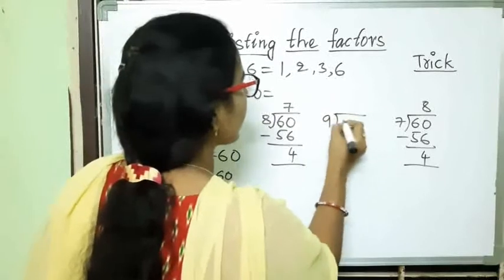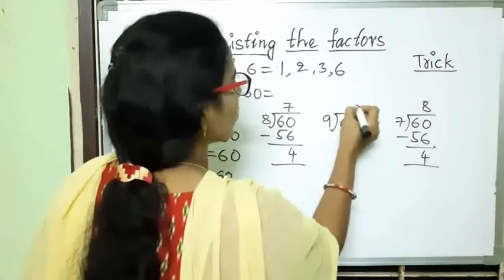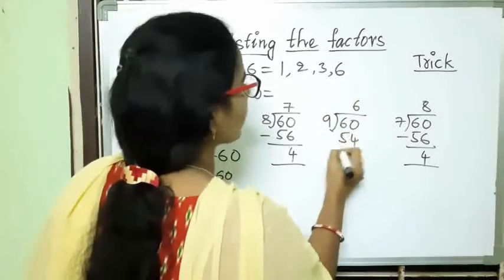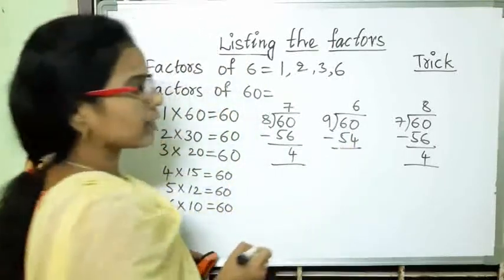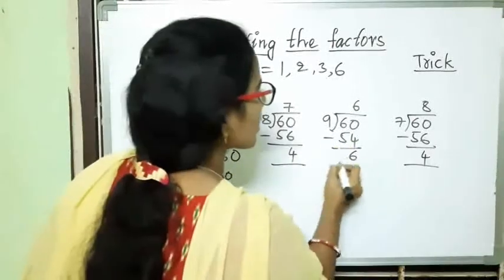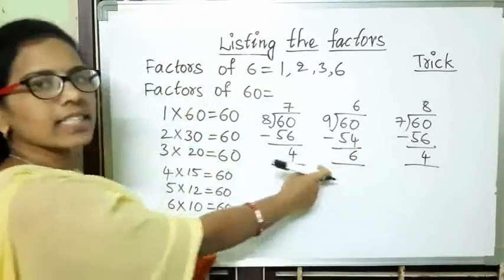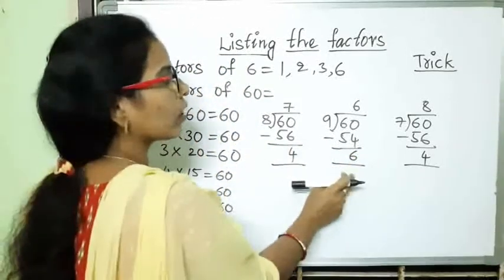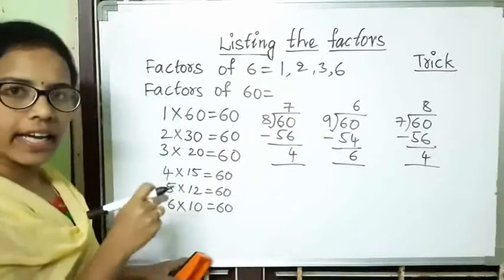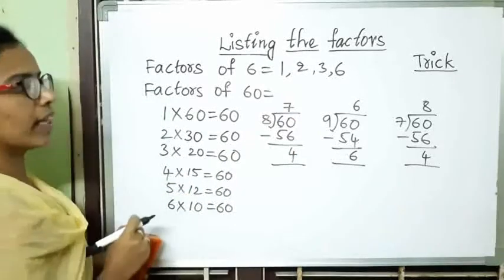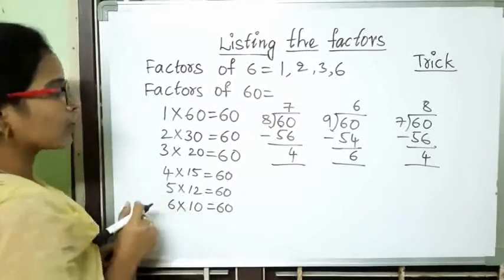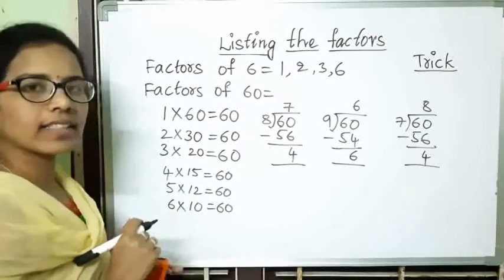Let's take 9. 9 6s are 54. 60 minus 54 equals 6. Here the remainder is 6, not 0. So that 9 is also not a factor of 60. So we do not take 9 also as factor.